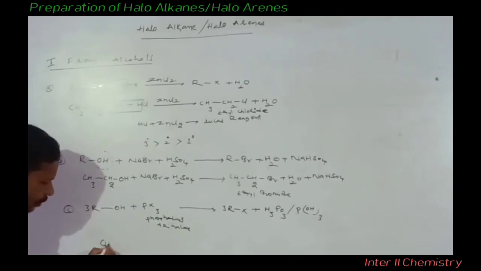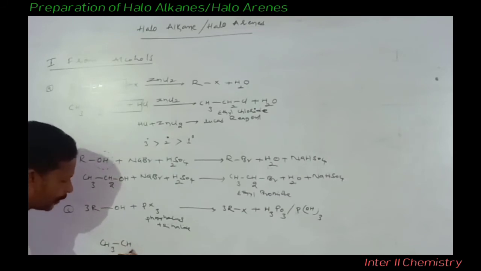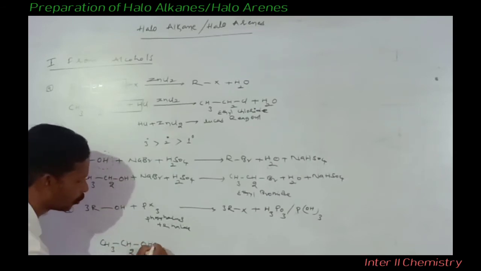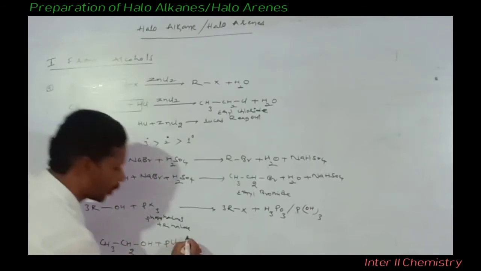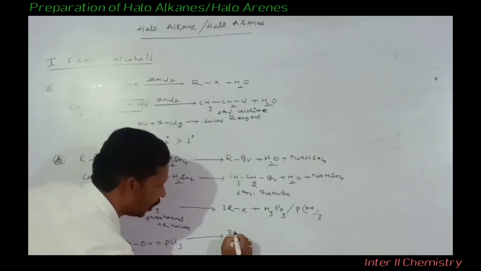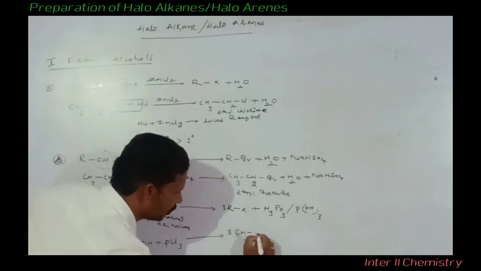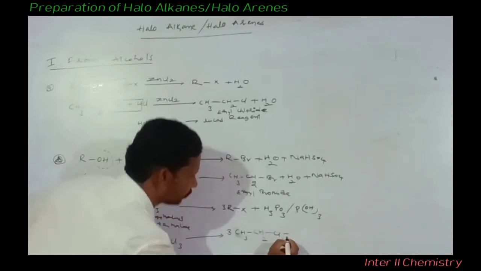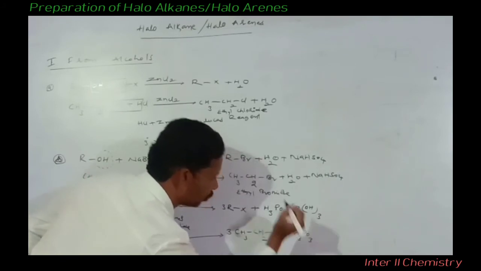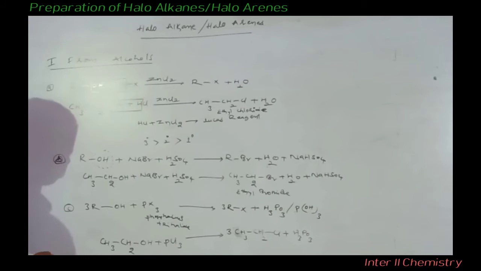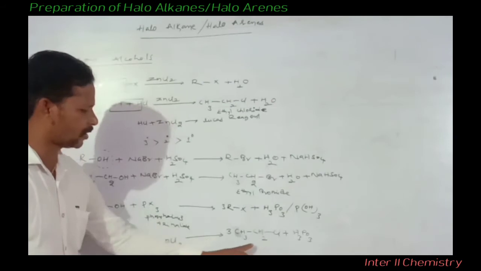Specifically, I am taking a simple alcohol, ethyl alcohol, and reacting it with phosphorus trichloride. Then we write 3CH3CH2Cl plus H3PO3, phosphorus acid. This is the preparation of alkyl halides. The compound is chloroethane or ethyl chloride.